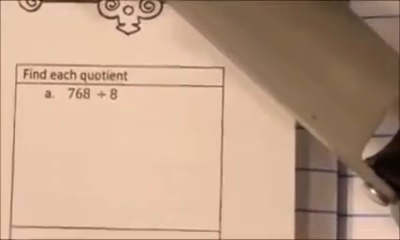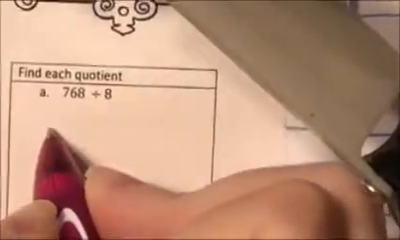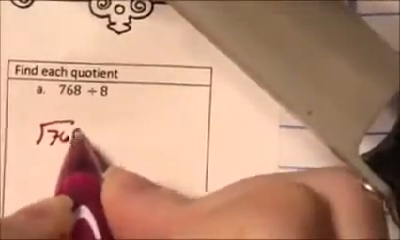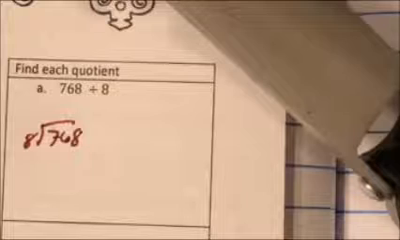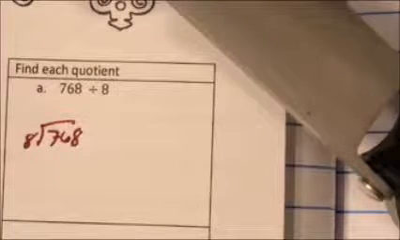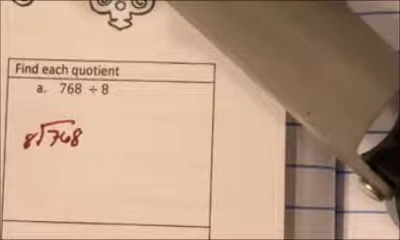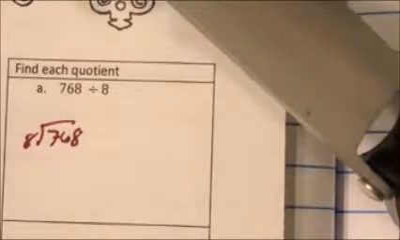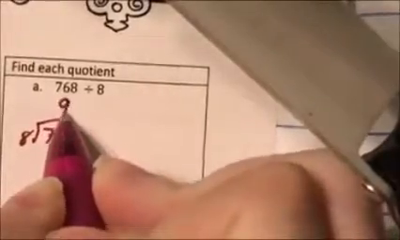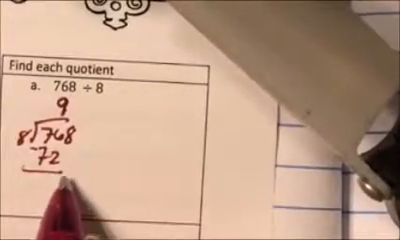All right, now that you've tried the try-it problems, let's go over the answers together. Letter A says 768 divided by 8. So I'm going to set it up. The first thing I ask myself is how many times does 8 go into 7? Well, 8 can't go into 7. So can 8 go into 76? Yes. 8 can go into 76 9 times. 9 times 8 is 72, and I subtract.